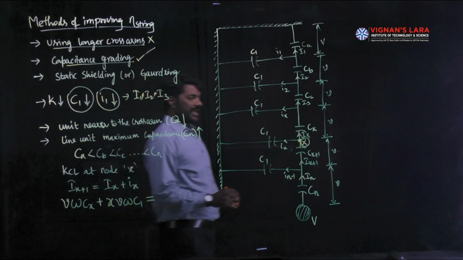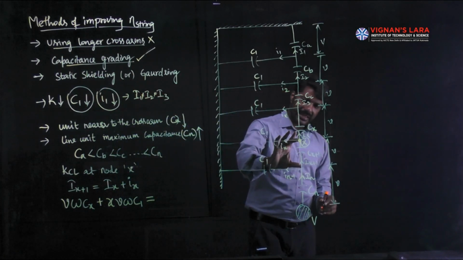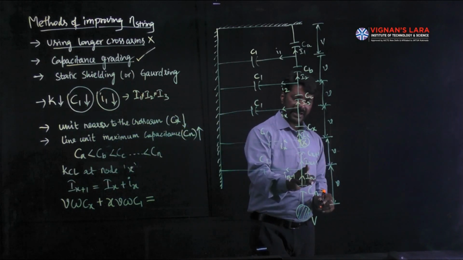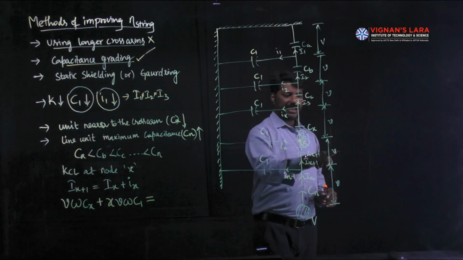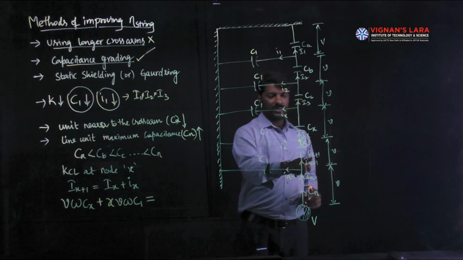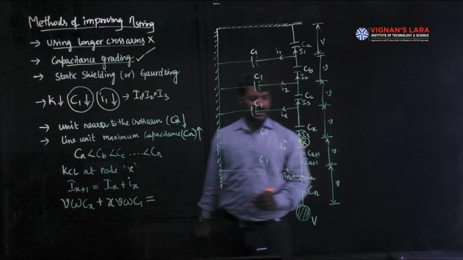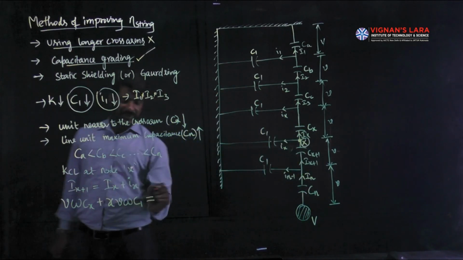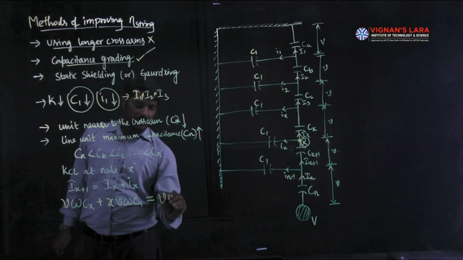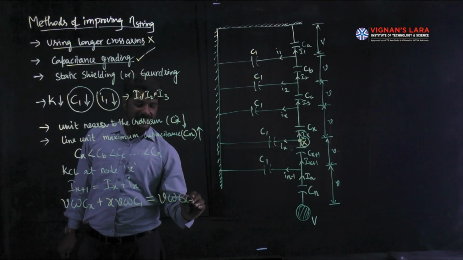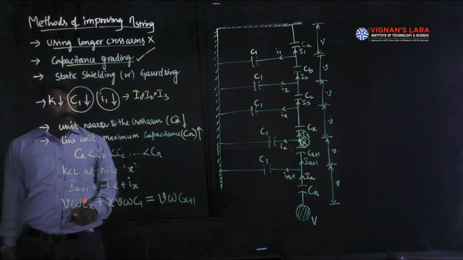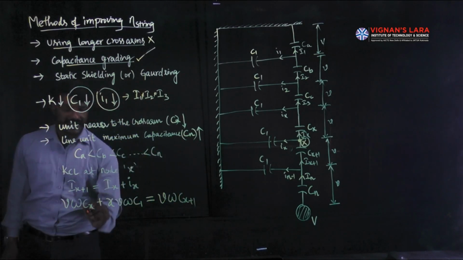which should be equal to Ix plus 1. What is Ix plus 1? This is the unit carrying a current of x plus 1 against a voltage of V volts with the capacitance of Cx plus 1. Then I can write Ix plus 1 as V omega Cx plus 1. Cancelling the omega value and V value on both sides.